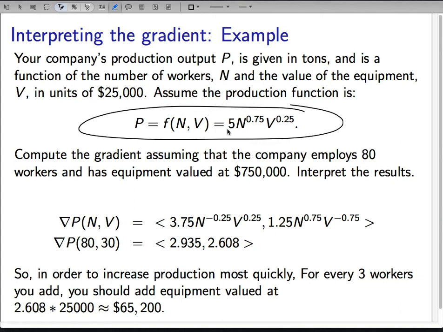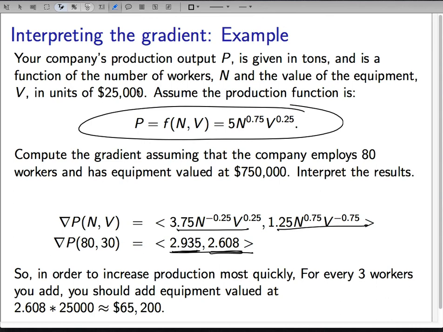So I'll let you compute the gradients yourself, but if you do, you should get something like this, just doing some power rules. And if you then plug in 80 and 30, you get this vector. So let's think about what this means. It means if I want to increase production most quickly, obviously we can't have 2.93 workers, but for every approximately 3 workers I add, I should add approximately 2.6 units of equipment value.